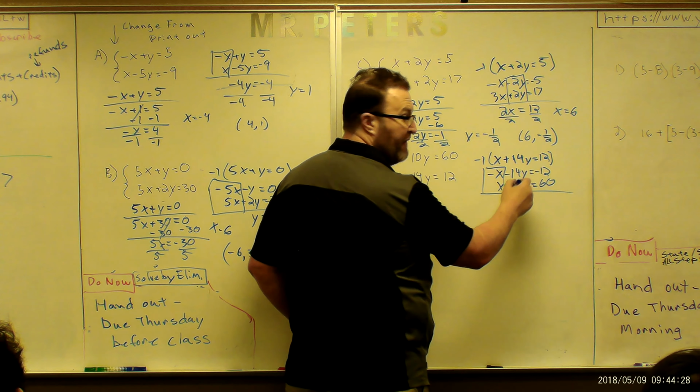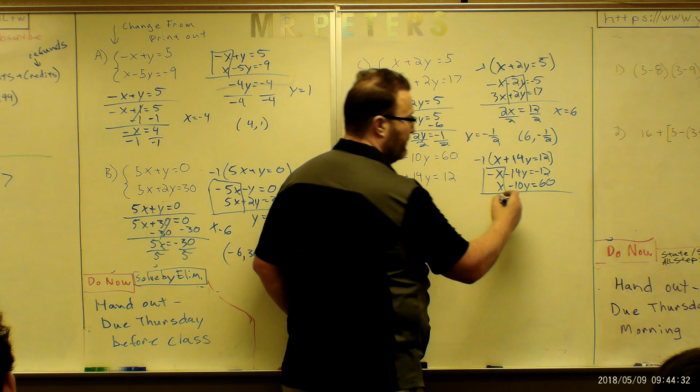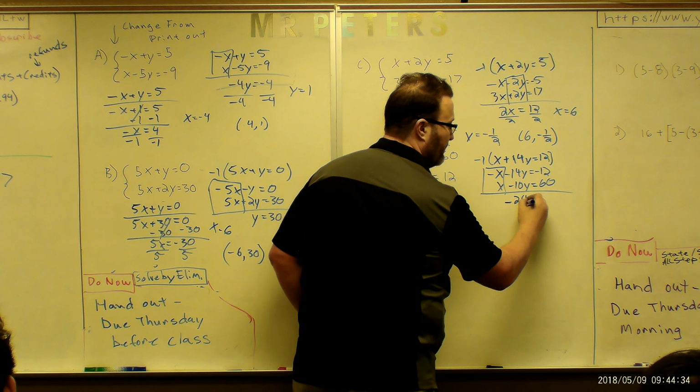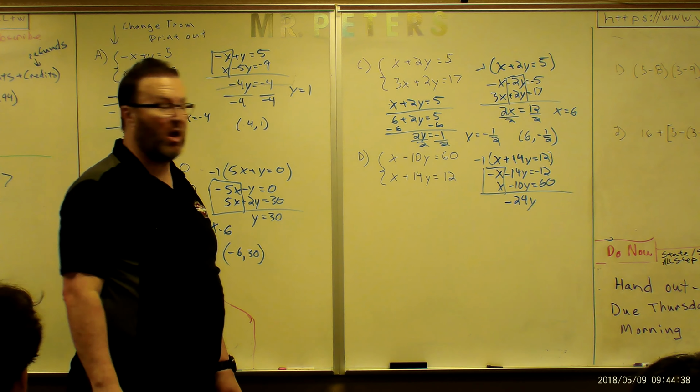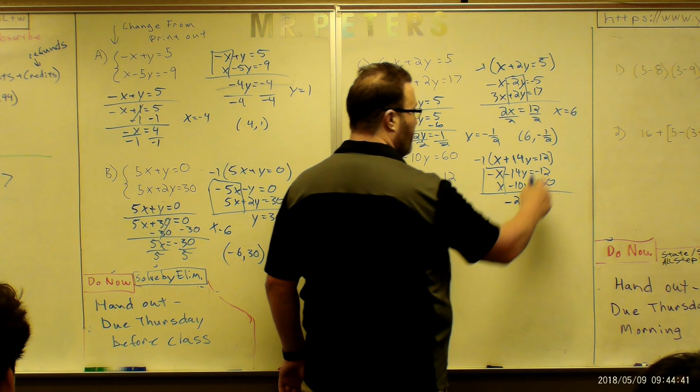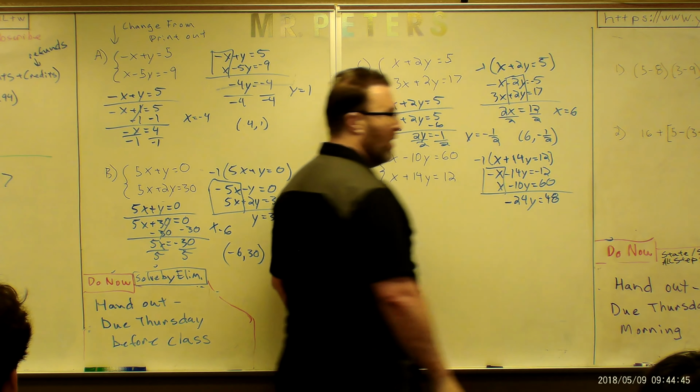So, a negative, negative, positive. Negative, negative, we're adding. 24. Okay, don't forget that. Remember, adding, subtracting, not multiplying. Okay, what about 16 and 12? That's negative 12.